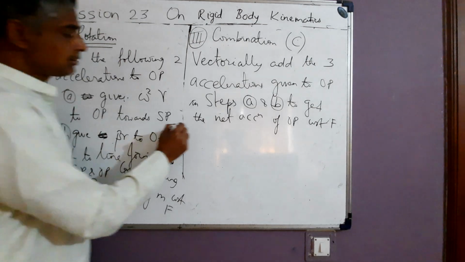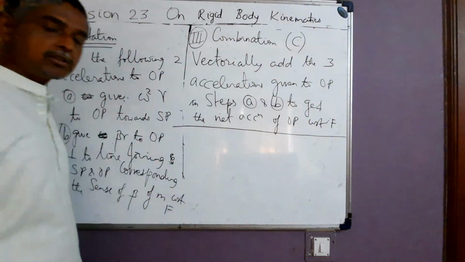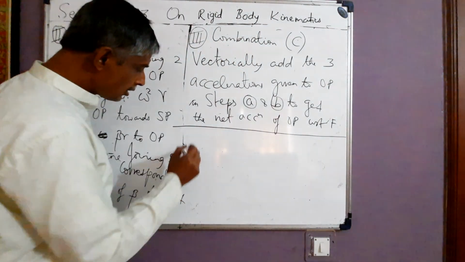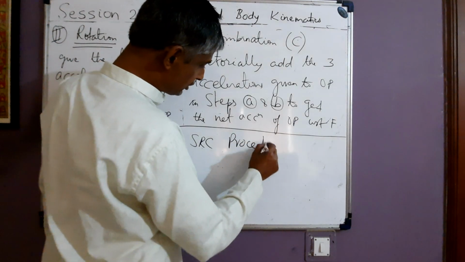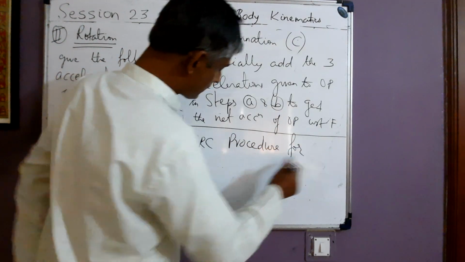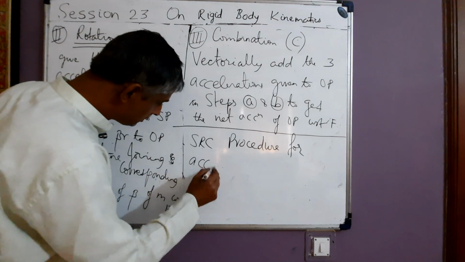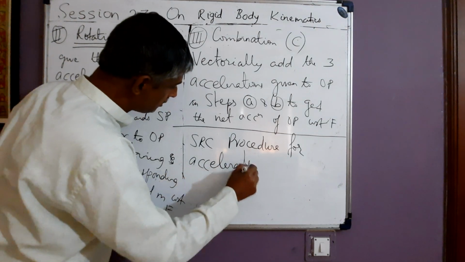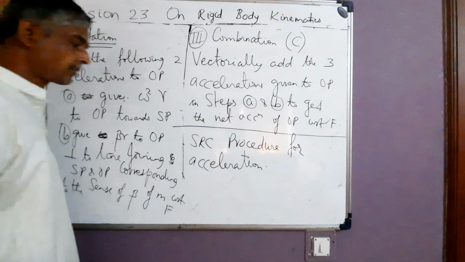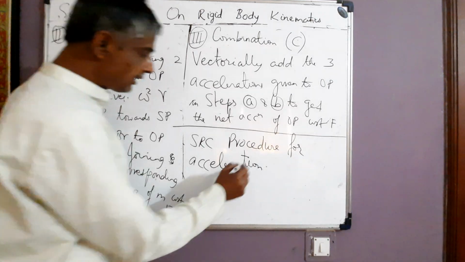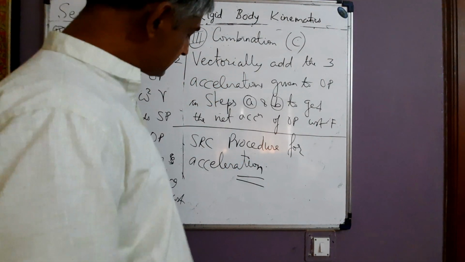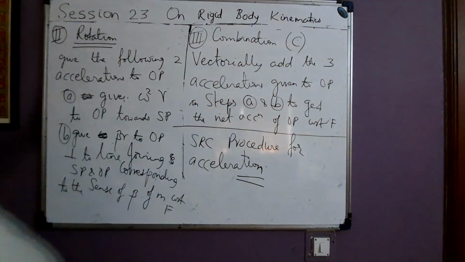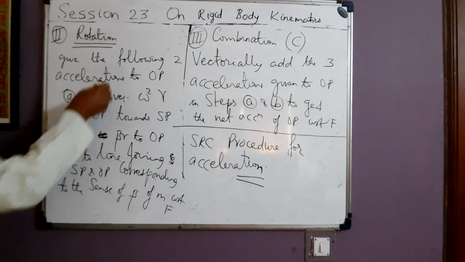So all this is called the SRC three-step procedure: selection, rotation, combination. We'll say SRC procedure for acceleration. SRC procedure for what? Acceleration. Okay, so we'll call this the SRC procedure for acceleration.